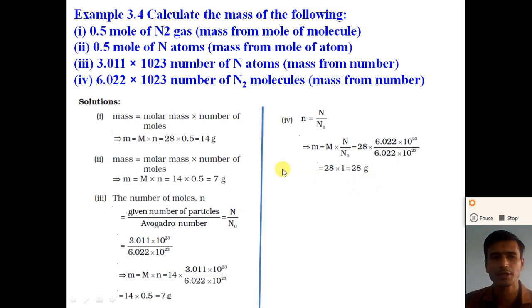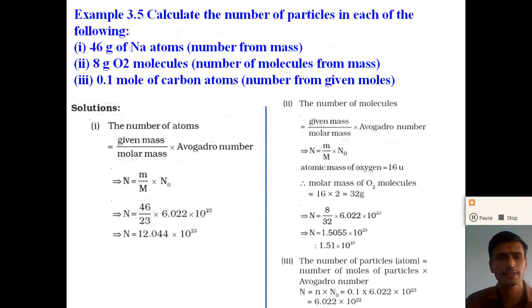So understand, dear student, all the four cases: mass from the mole of the molecule, mass from the mole of the atom, mass from the number of molecules, and mass from the number of atoms. Now, dear student, we discuss the last example, example number 3.5.